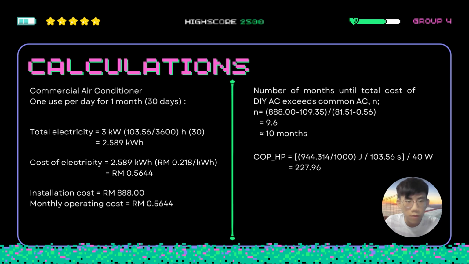For the calculations involving the commercial air conditioner, we find the total electricity consumption and the cost of electricity using the same operating period of 103.56 seconds per day for 1 month. Next, we find the number of months until the total cost of the DIY aircon exceeds the common aircon, which is approximately 10 months. Next, the coefficient of performance of the DIY version of the aircon will be 227.96.